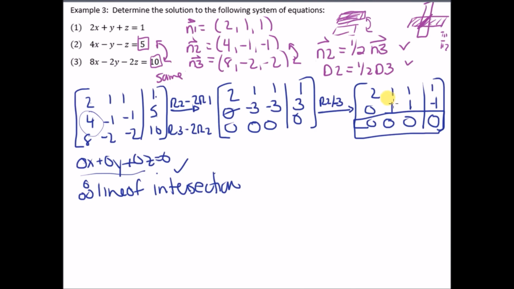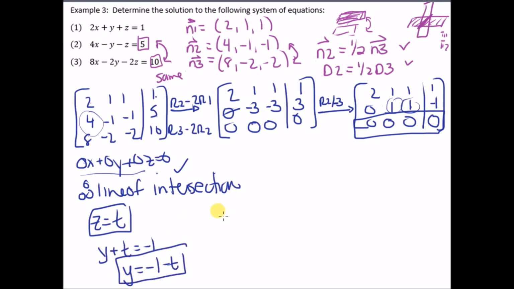So let's sub in a parameter for either the y or the z. So let's just go ahead and go z equals t. Okay, so in the second equation, second row, we have y plus z equals negative 1. We have y equals negative 1 minus t.